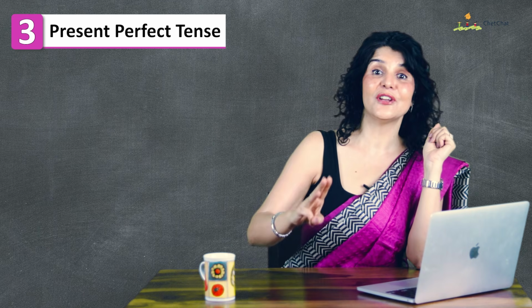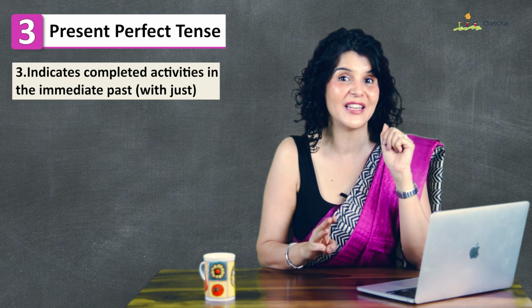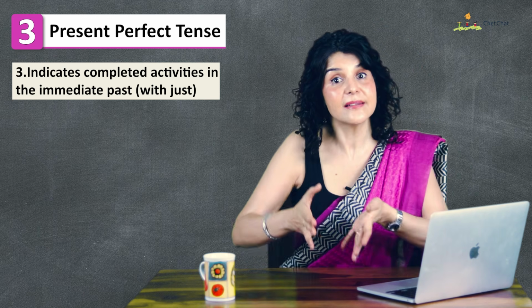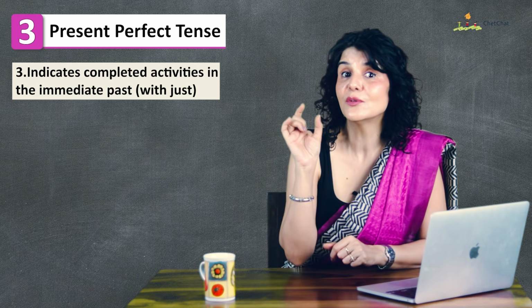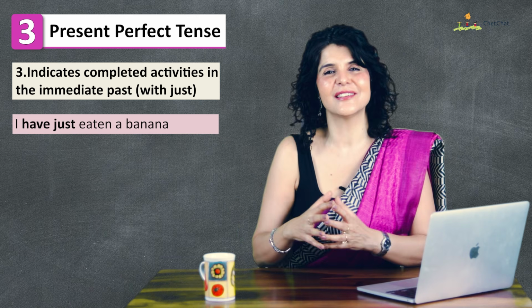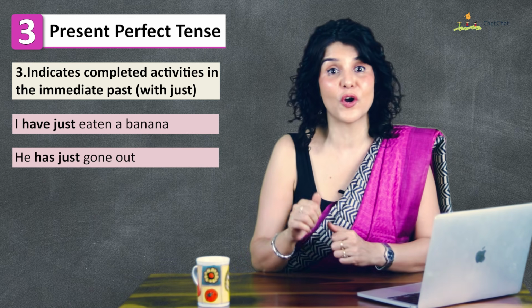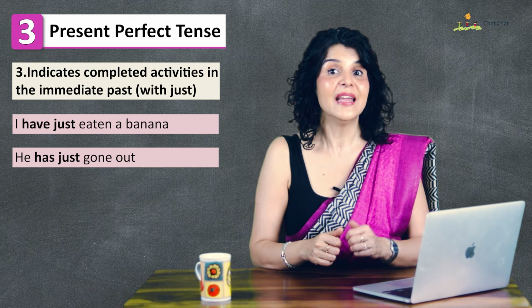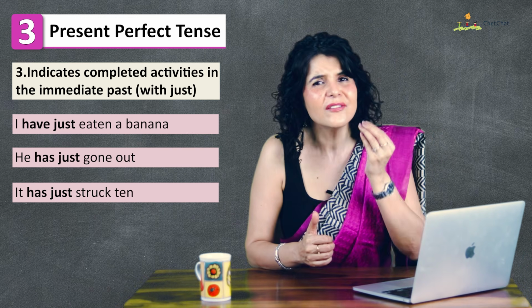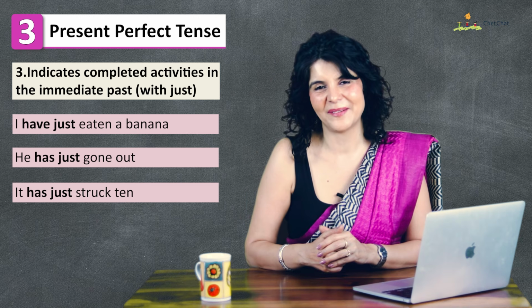Let's look at use number 3 of the present perfect tense, which indicates completed activities in the immediate past with the use of just. I have just eaten a banana. He has just gone out like 5 minutes ago. It has just struck 10. It's just a few minutes past 10.